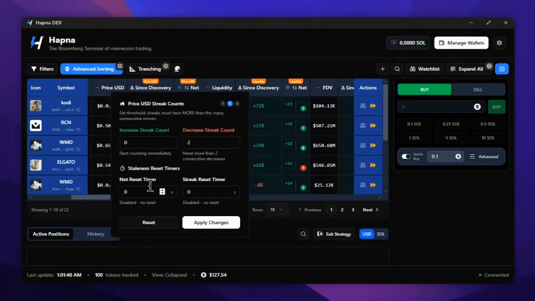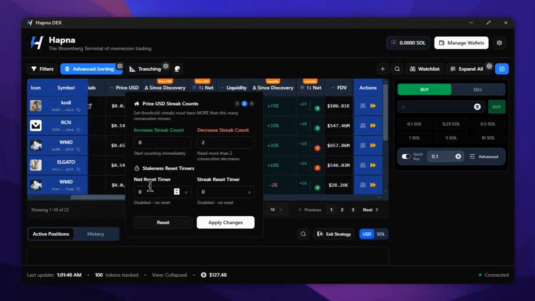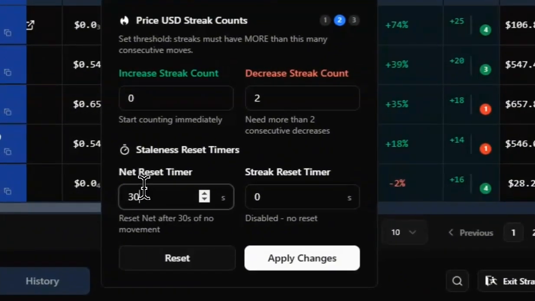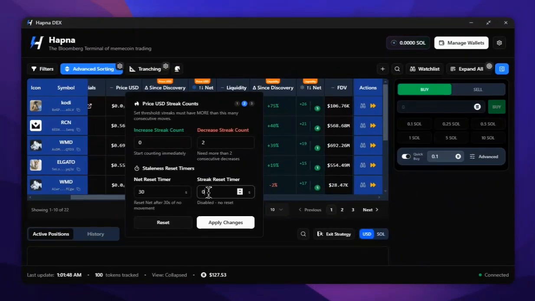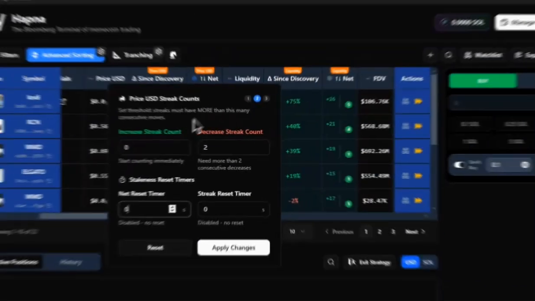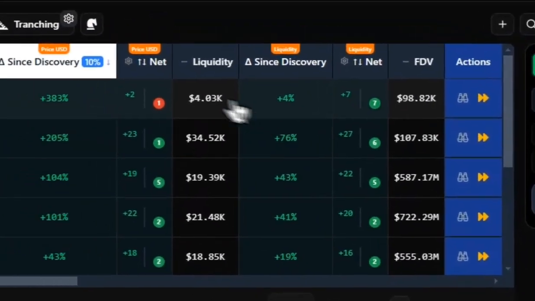You can tell the system, for example the data grid, that I want you to reset the streak count or the net increase decrease to null, not 0. Null is different than 0, guys. Null means no numbers, no value at all. I want you to reset the values to null if the token hasn't increased in the last 30 seconds, or its streak has not increased in the last 30 seconds. You can set the timer as you see fit, a minute, 2, it depends on you and your strategy.